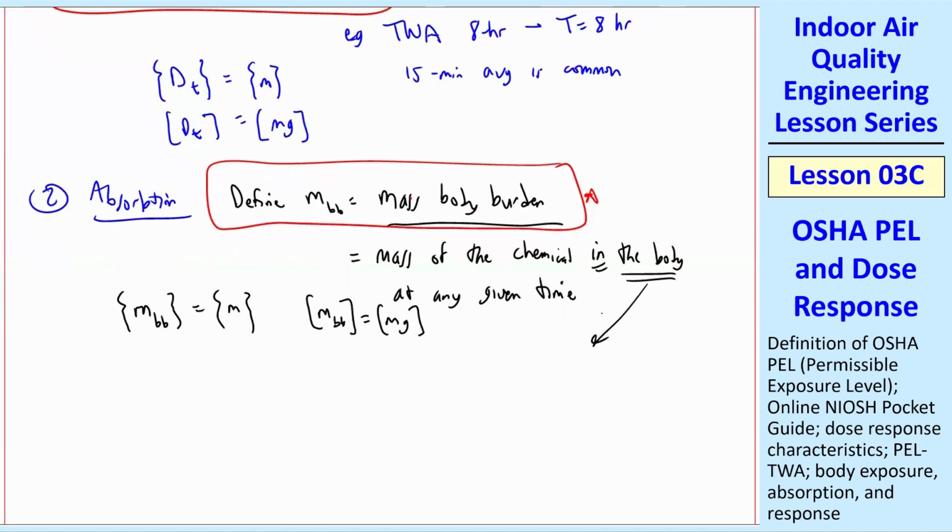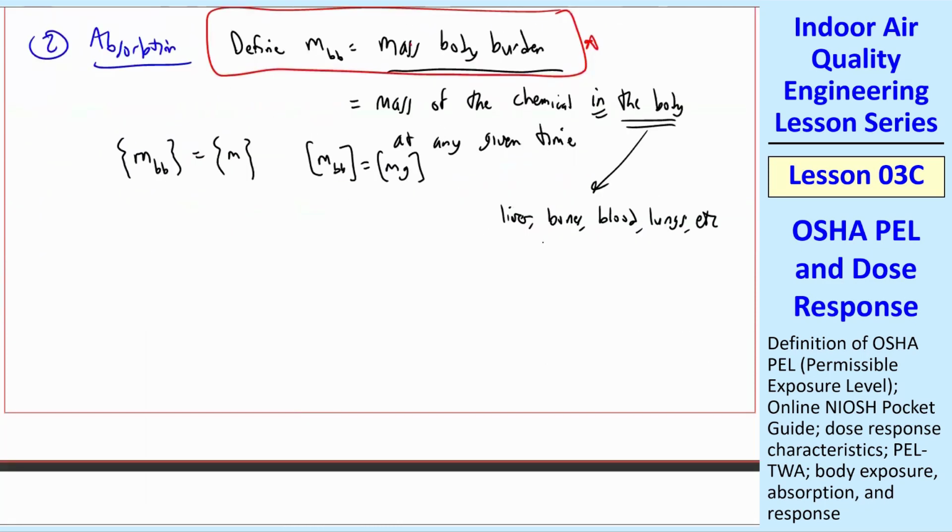And where is it? It can be in the liver, it could be in your bones, it could be in your blood, it can be just stuck in your lungs. When we talk about particles, they just get trapped in the alveoli in your lungs. It can be in all kinds of places. We're not going to really talk about where these are going. We're just looking at how much of it is absorbed. That's what we care about.